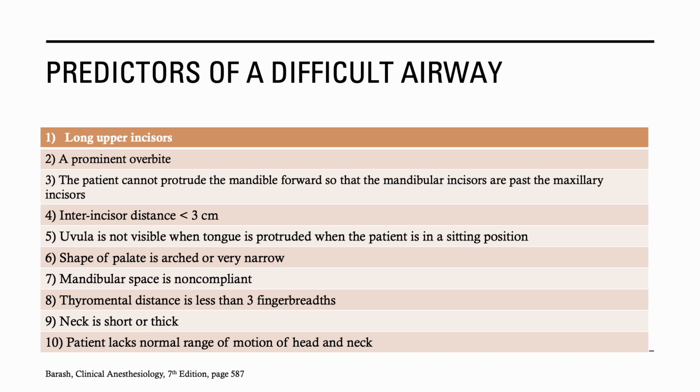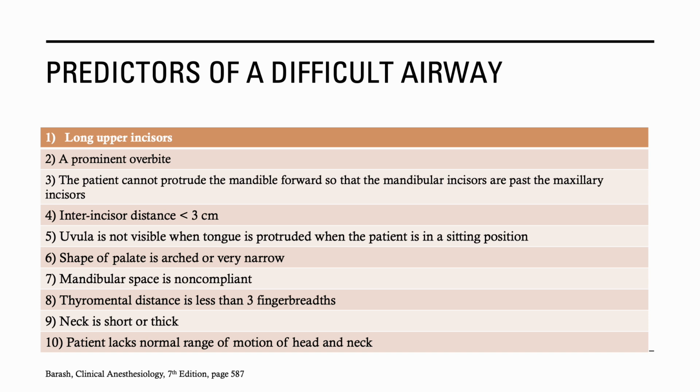So our next keyword is predictors of a difficult airway. This is a commonly tested topic that will certainly come up on the basic exam as you go on. This list that I produced here is from the Barash book, Clinical Anesthesiology, and they mention quite a few of them here, most of which we think about reasonably often, some not so much.